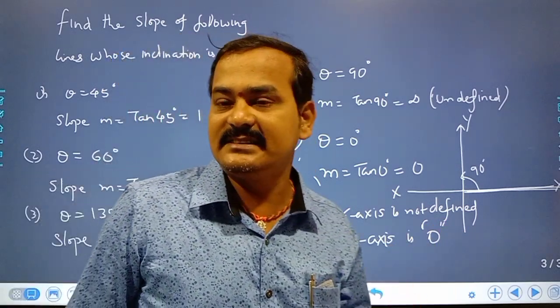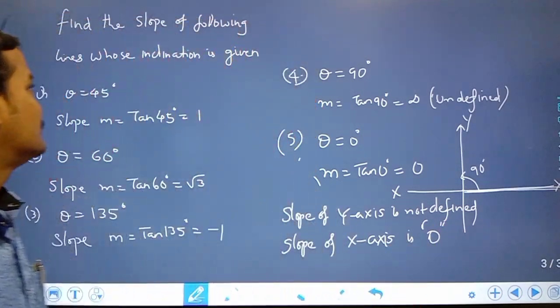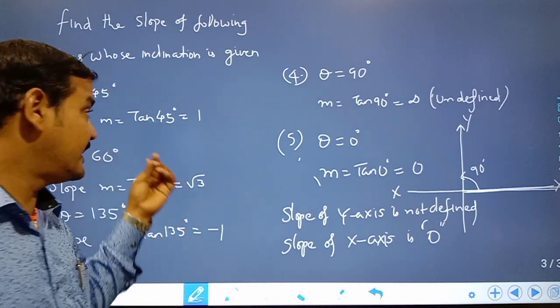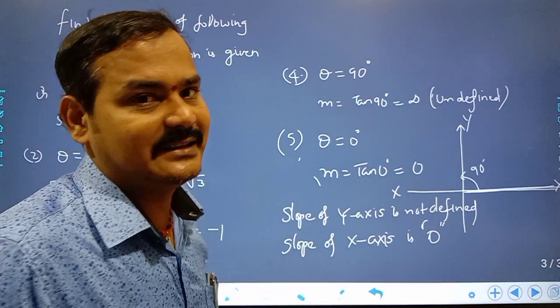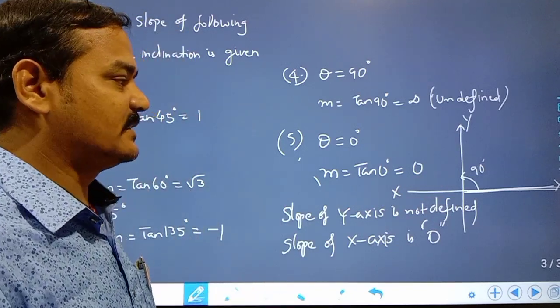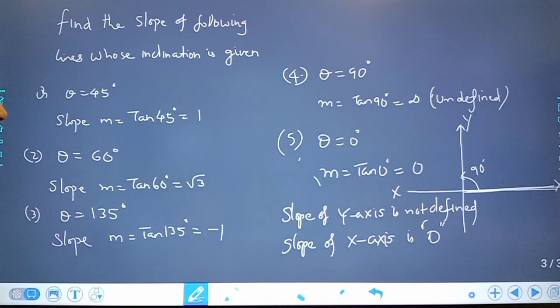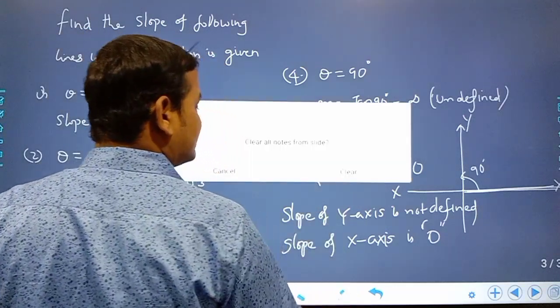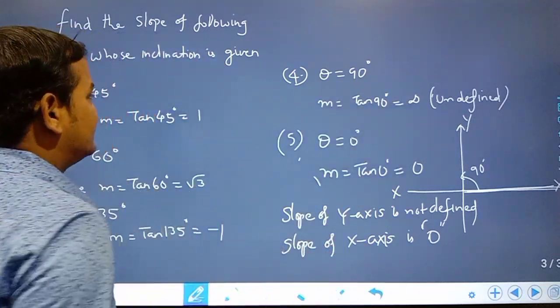So angles are given and we need to find the slope. Concept: angle given, find the slope. Now suppose the slope is given and we find the angle, and the reverse process too.